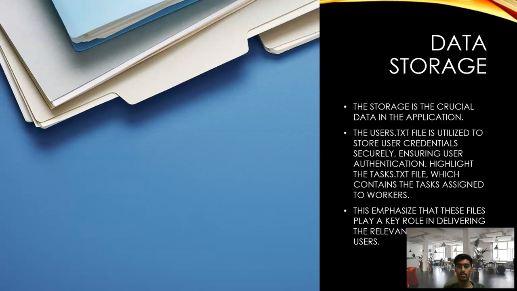Then we have the most crucial part of the application, that is the data storage. The users.txt file is utilized to store user credentials securely, ensuring user authentication. It highlights the task.txt file, which contains the tasks assigned to the workers. This emphasizes that these files play a key role in delivering the relevant information to the users.